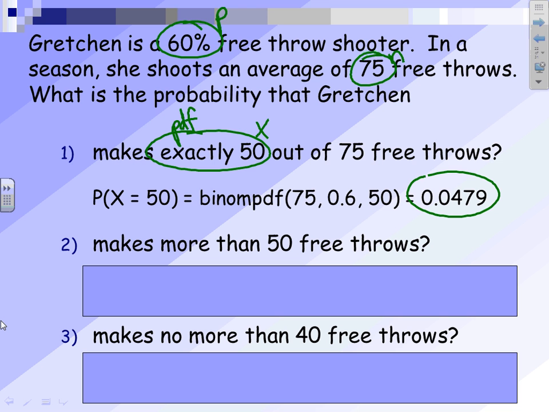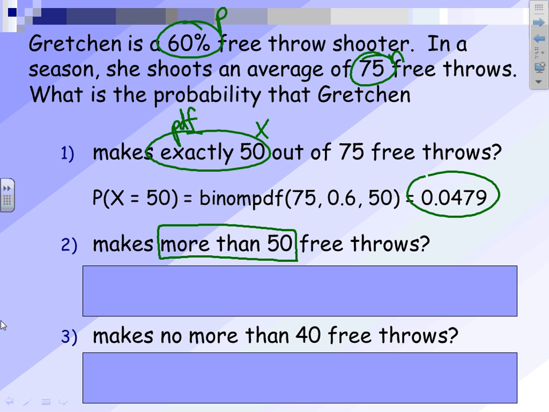Even though that value is close to the mean, since we're shooting 75, the probability of making exactly 50 or exactly 51 or exactly 49, the probabilities for all of them are going to be fairly low. But on the other hand, if we were to look at a problem like this where it says more than 50, now we're talking about a range of values for x, and now we can go ahead and say, well, it's going to be a higher probability here, clearly.